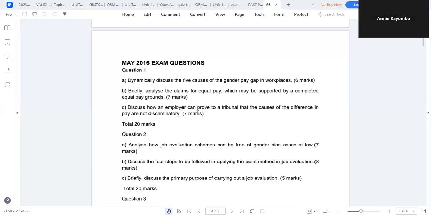So we're looking at human resource management. This is one of the most practical courses. Those of you who are in HR should be able to relate well with this.